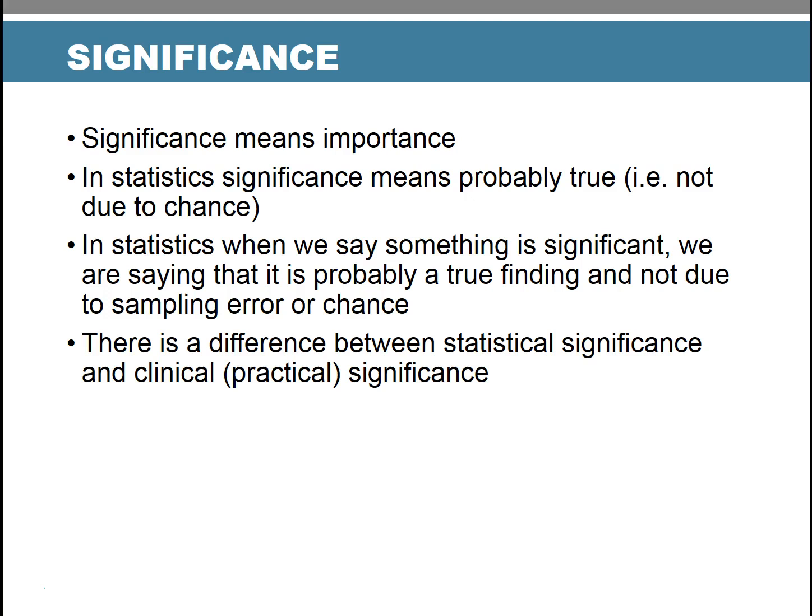Significance in the general sense means importance. When we talk about significance in statistics, we mean probably true. That is to say, it's not due to chance. In statistics, when we say something is significant, we are saying that it is probably a true finding and not due to sampling error or due to chance. We need to note that there is a difference between statistical significance and clinical or practical significance. For the first part of this lecture, we're talking about statistical significance, which is referring to the significance of a specific statistical test that we perform.